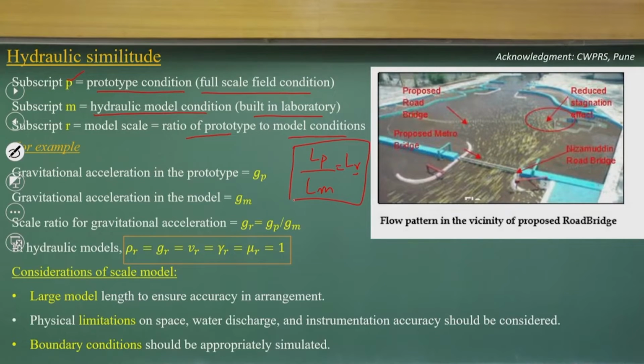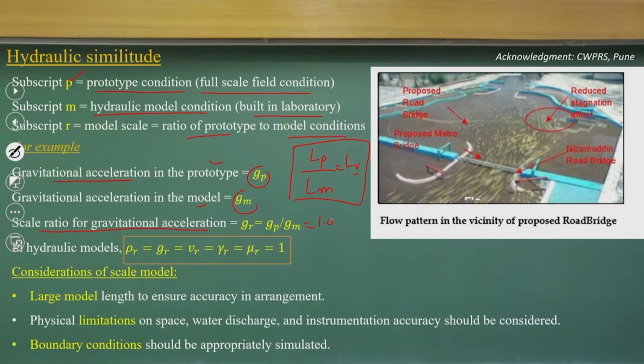If you look at it, in most cases we do the studies on the earth. So, considering that, the gravitational accelerations of the prototype and model, GP and GM, are equal. That is the reason the scale ratio for the gravitational acceleration comes out to be 1, if we are using the same fluid, the same water or same liquid, in any physical model.